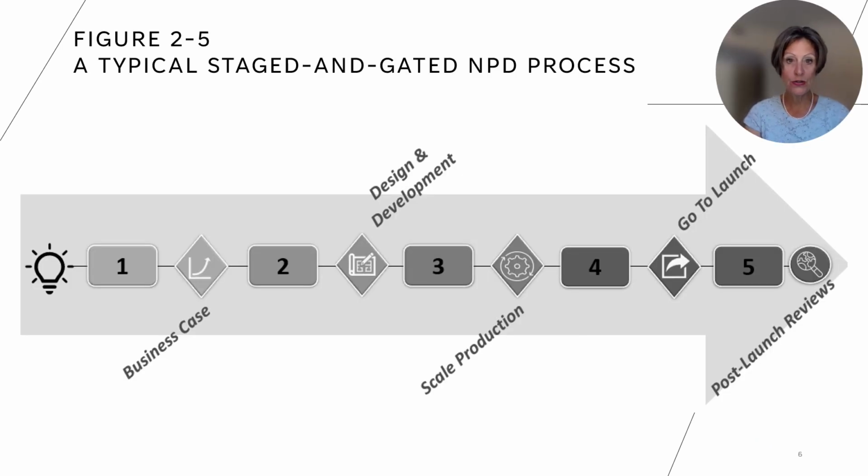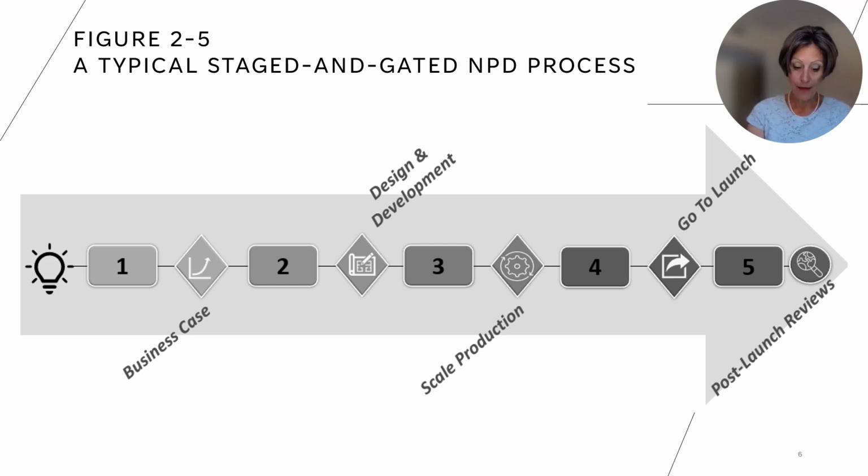A typical staged and gated NPD process. As indicated in Figure 2-4 on the previous slide, stages are time periods in which work is completed by the innovation team, and gates are decision points. Staged and gated processes range from just 2 or 3 stages for expedited projects to 5 or more stages for more complicated projects. A typical staged and gated process is shown here in Figure 2-5, where stages are represented by rectangles and gates by diamonds.